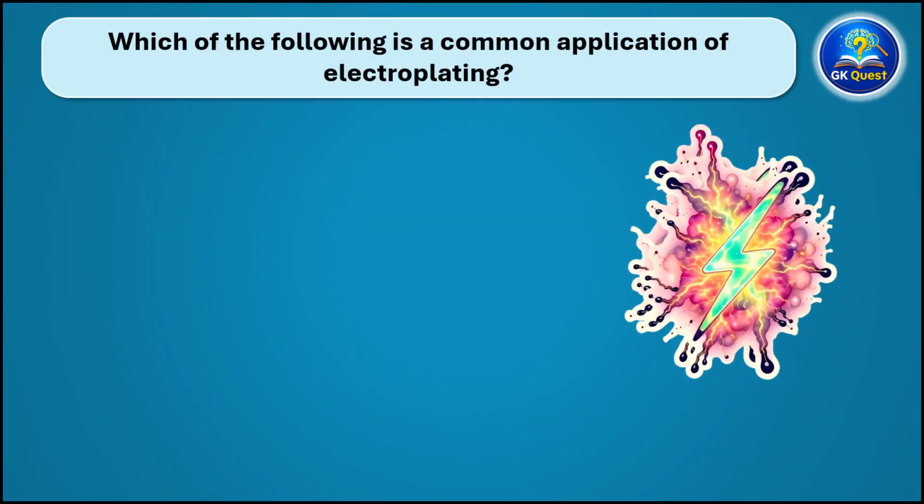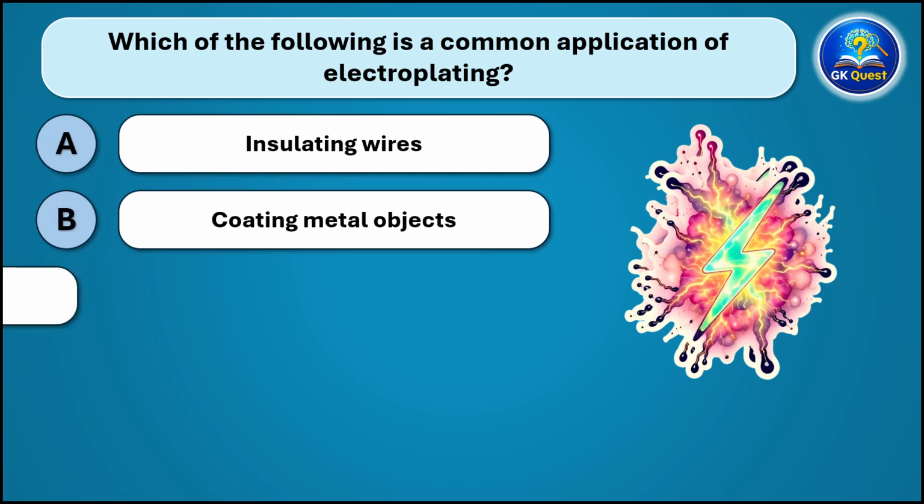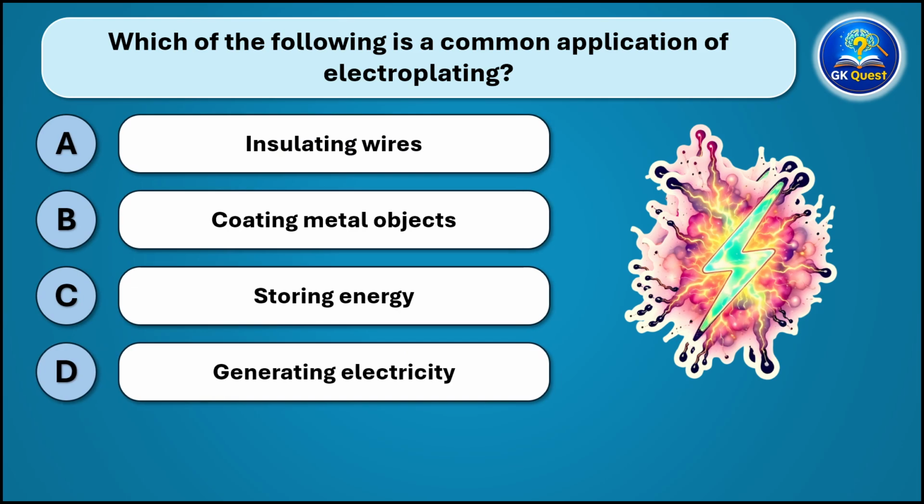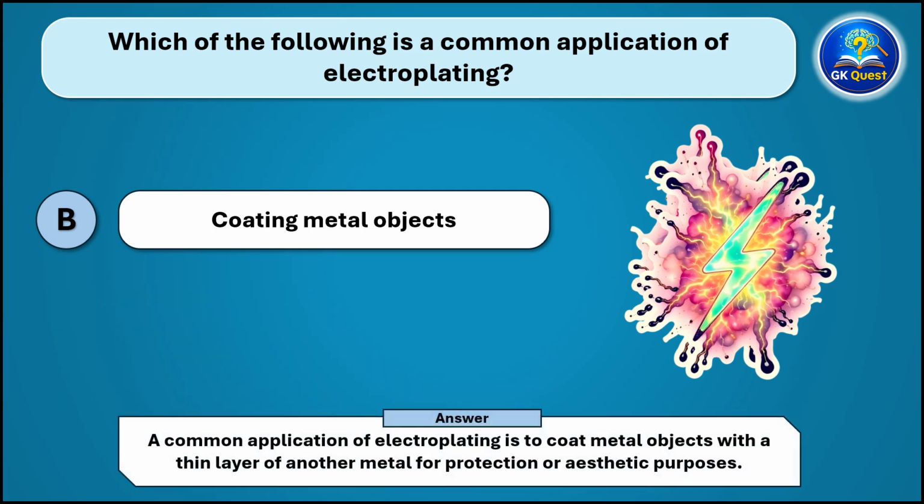Which of the following is a common application of electroplating? And the correct answer is a common application of electroplating is to coat metal objects with a thin layer of another metal for protection or aesthetic purposes.